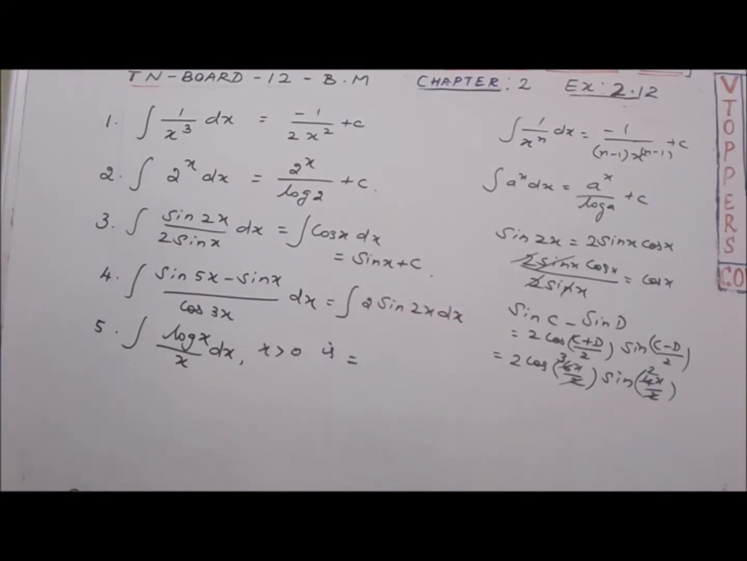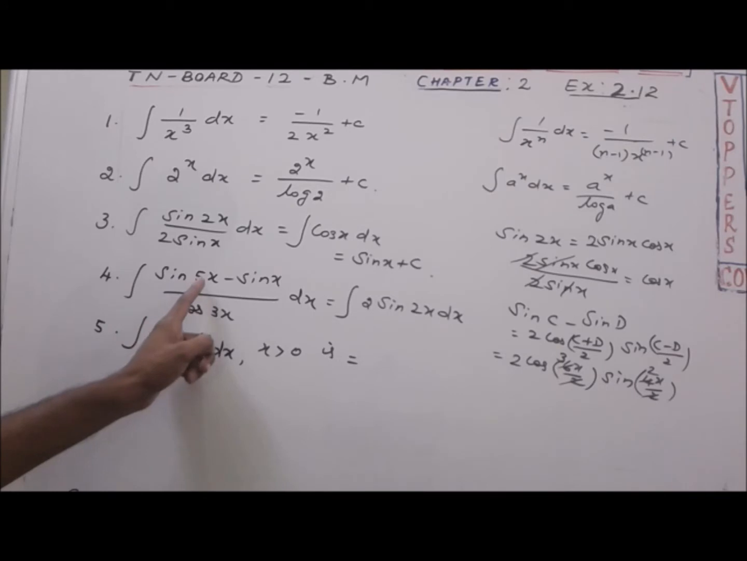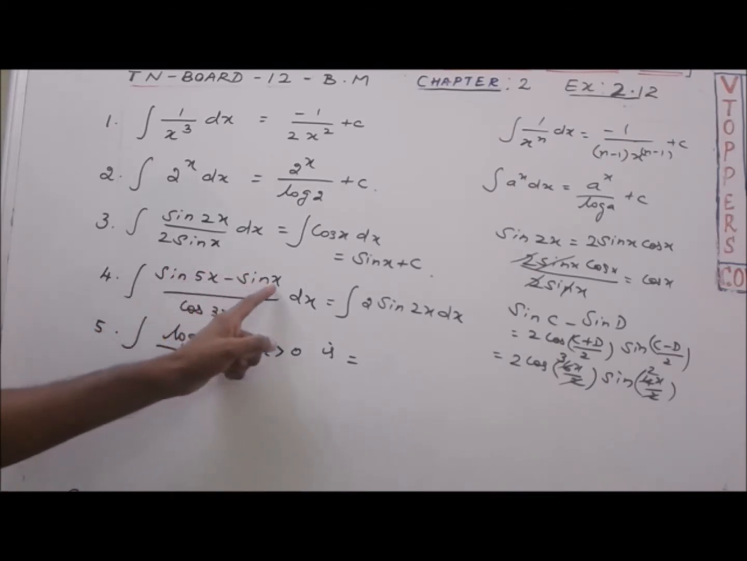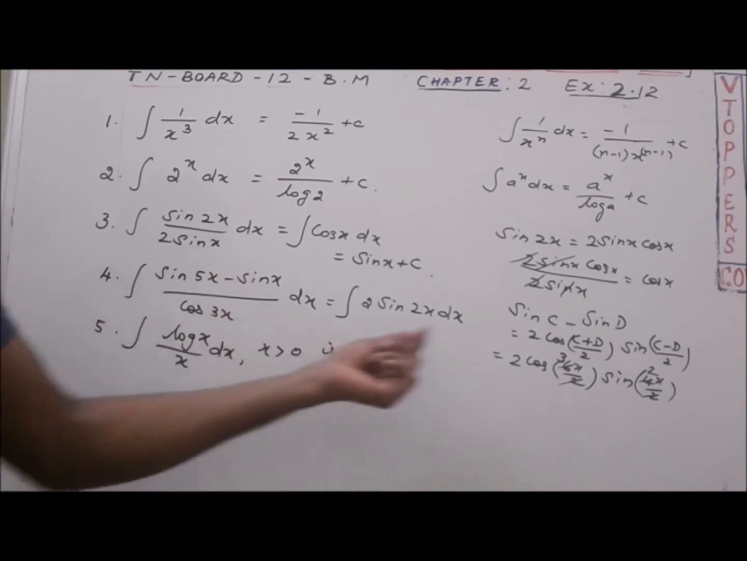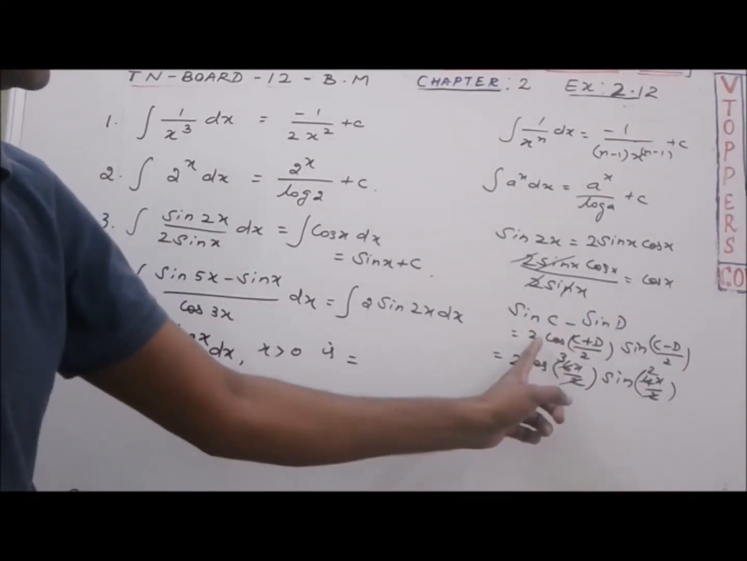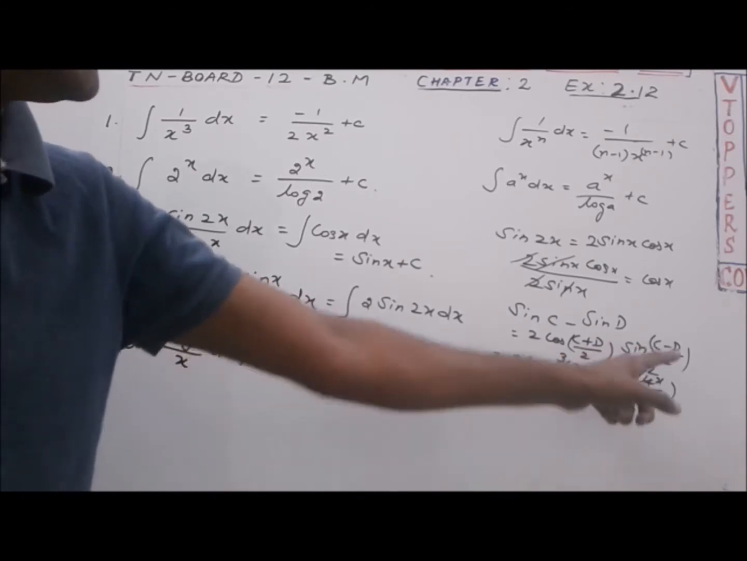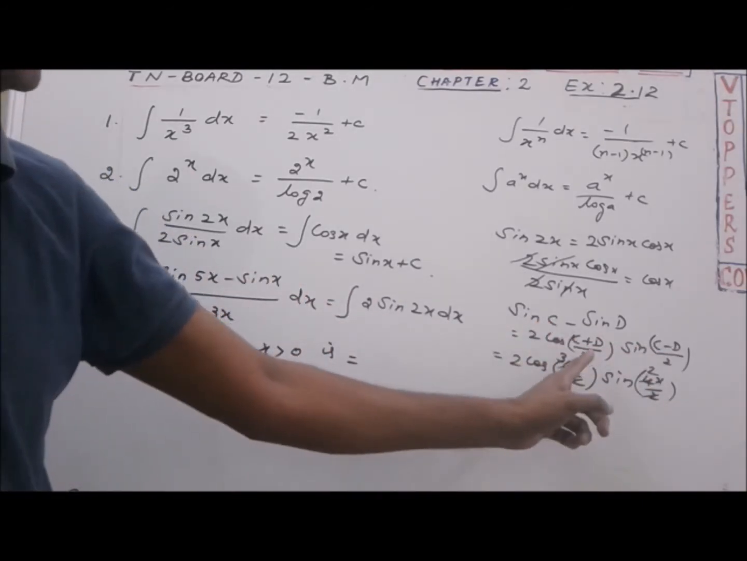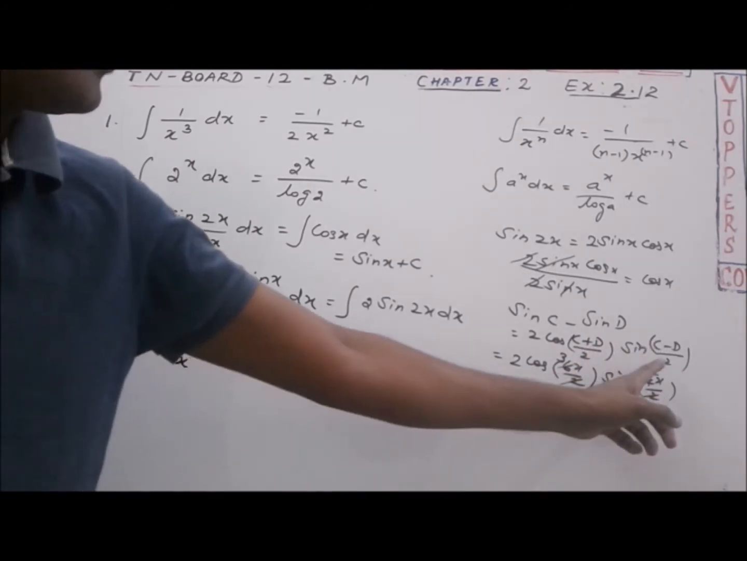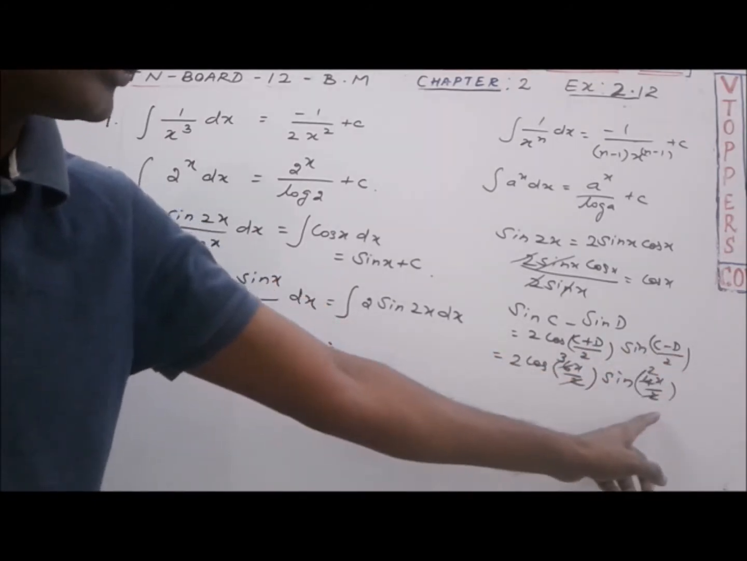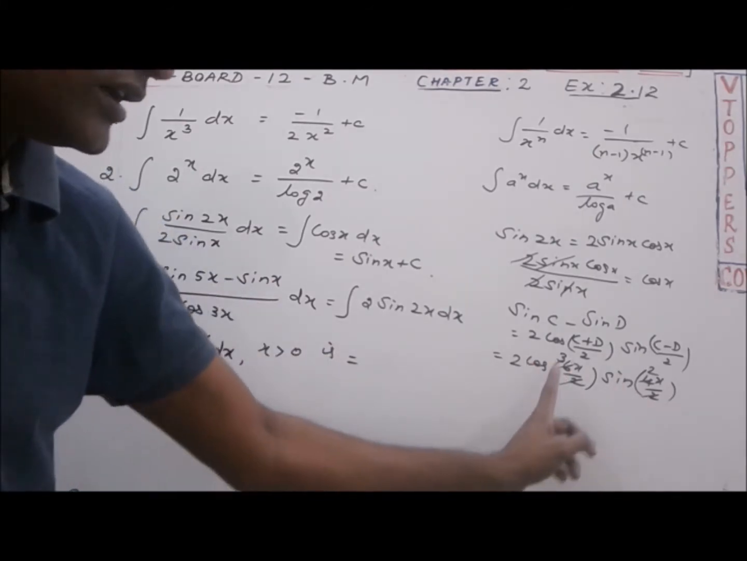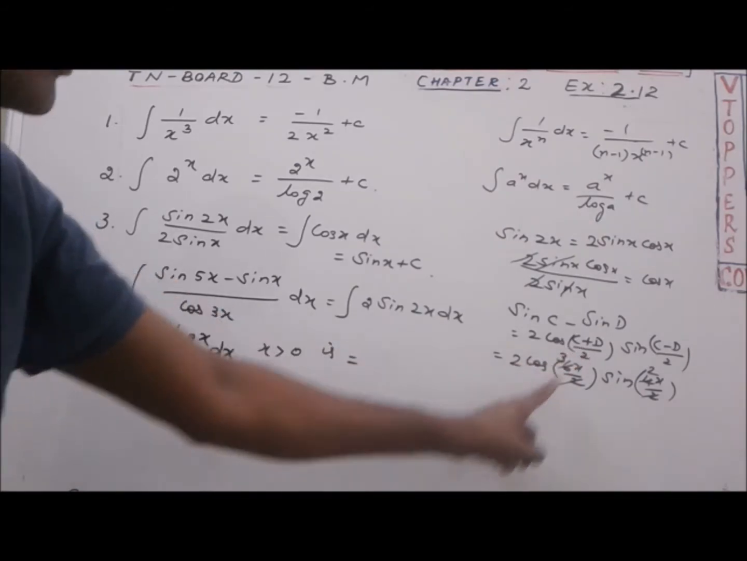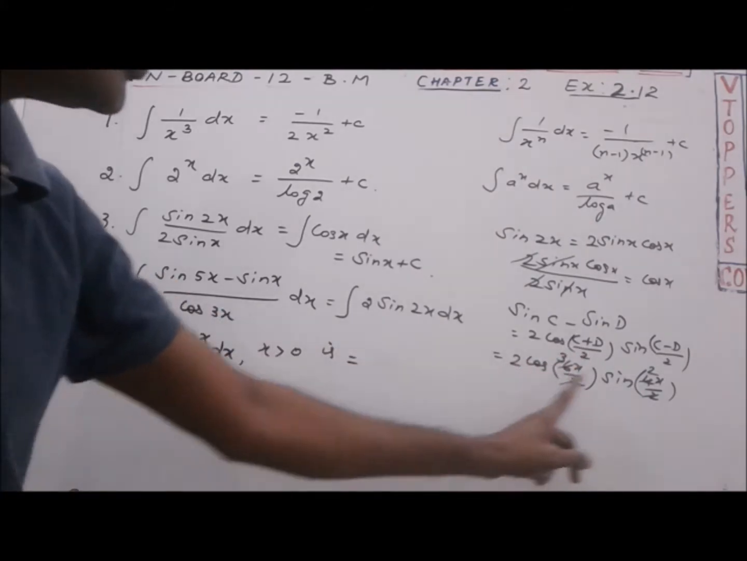Are you clear? Listen carefully. The numerator is in the form of sin c minus sin d. Instead of c we have 5x, instead of d we have x. Now substituting these two in the formula of sin c minus sin d, 2 cos c plus d by 2, sin c minus d by 2. c is 5x, d is x, so 5x plus x by 2, 6x by 2 is 3x, and 5x minus x by 2 is 4x by 2. Simplifying, 2 cos 3x sin 2x. The denominator has cos 3x, so cos 3x is eliminated. Remaining is 2 sin 2x.